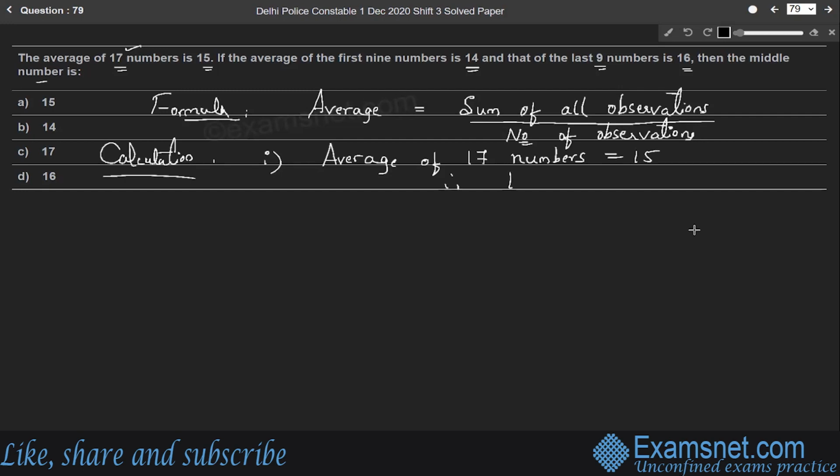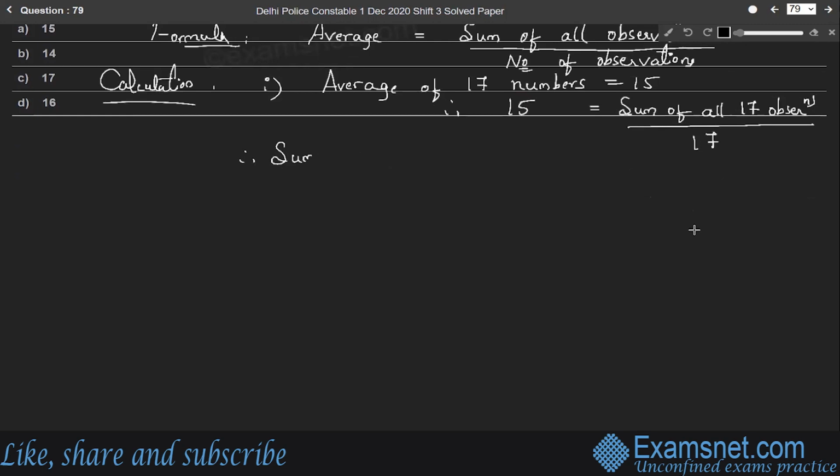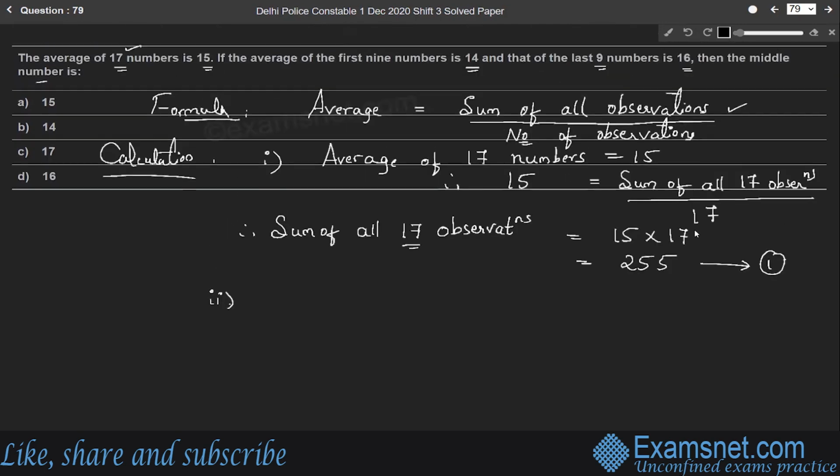So therefore 15 can be written as sum of all 17 observations divided by the number of observations, which is 17. Therefore the sum of all 17 observations is equal to 15 into 17, which is equal to 255. So consider this as 1. Sum of all 17 observations is equal to 255. So our next part, come back to the question.